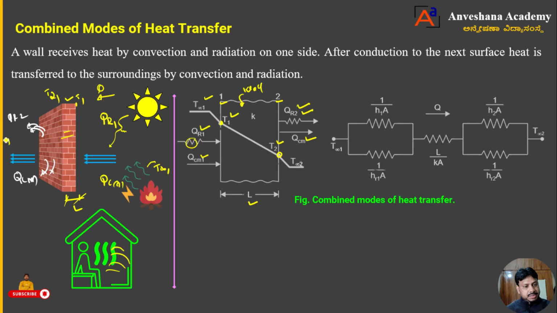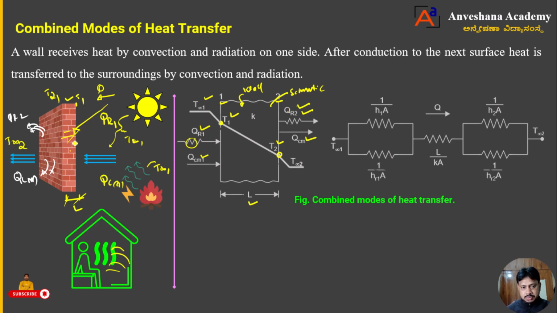Then whatever the temperature is there in the room, that is T infinity, I will mark here now. T infinity 2. T infinity 1 is nothing but the outside of the wall, both combined radiation and convection heat transfer. The temperature of the things at this side, that I will mark here T1. When it comes to the room, then I will mark it as T infinity 2. So that I have shown it here, dear students. That means heat is moving in this direction. Fine. So this is the schematic diagram of the combined modes of heat transfer.